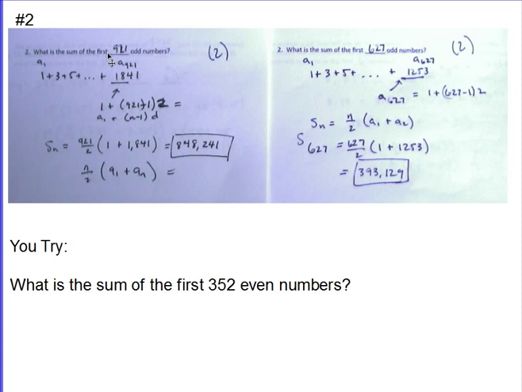So now I have the first term and the last term, and now I can evaluate the sum of that arithmetic series by taking n divided by 2 times a sub 1 plus a sub n. First term plus the last term times the number of terms divided by 2. And that's how we get 848,241, or in this case 393,129.